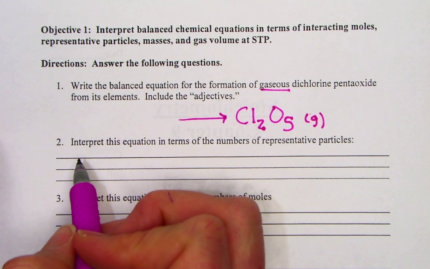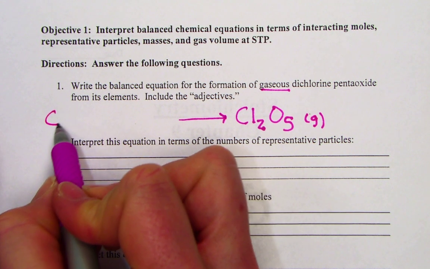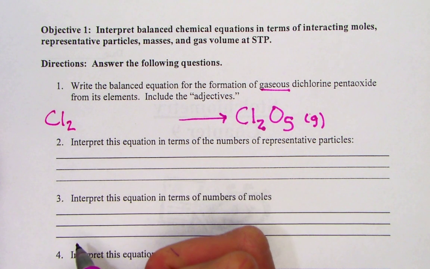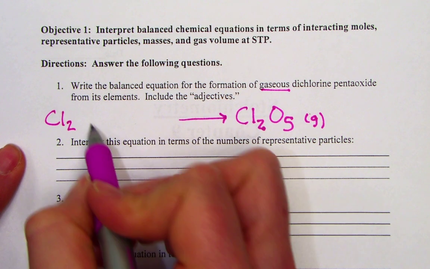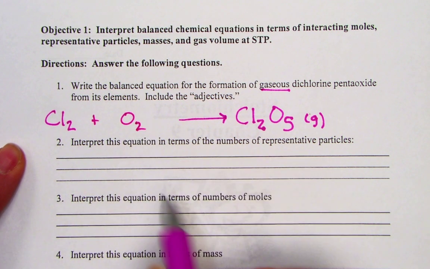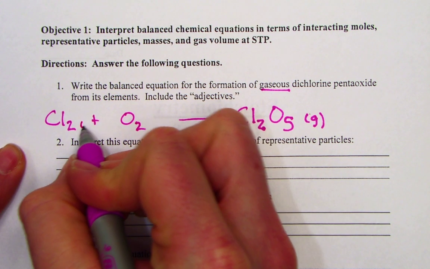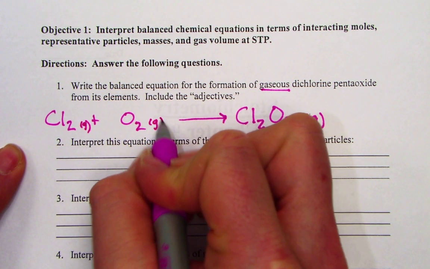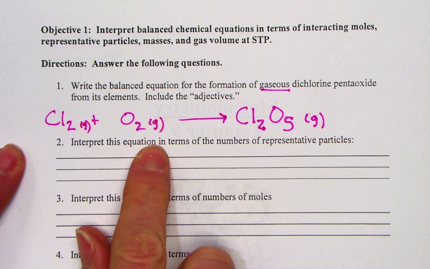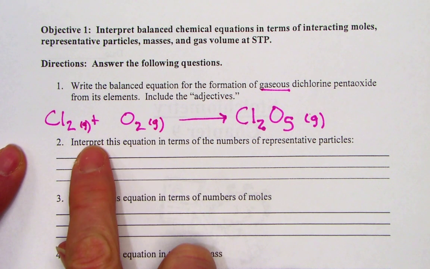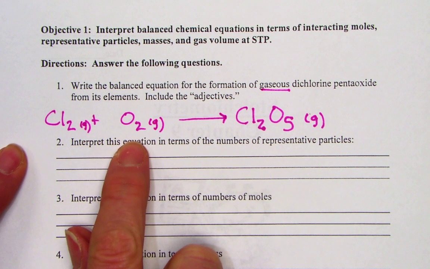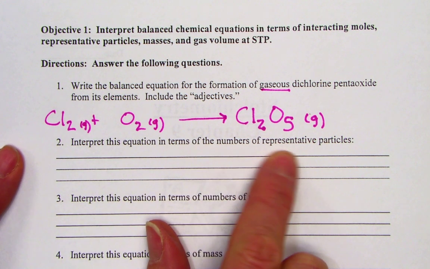The elements that it's made up of are chlorine, who belongs to the diatomic molecular Lucky 7 club, and so does oxygen, so it's also written as O2. Chlorine and oxygen, both in nature, are gases at room temperature, so their adjectives are also little g's. Chlorine, Cl2, plus oxygen, O2, creates Cl2O5.